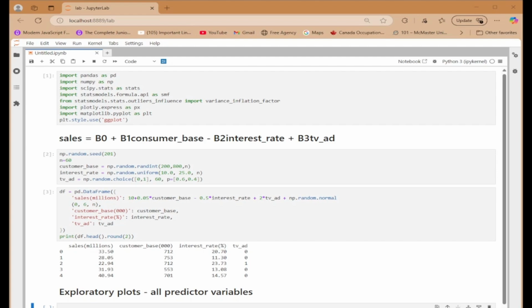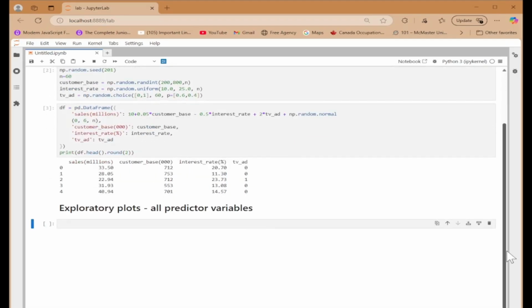Okay, customer base 200,000, interest rate and TV ad. Interest rate ranges from 10% to 25%. Okay, so with that data, I have 5 columns here, including the index, where I have sales, customer base, interest rate, and TV ad as a dummy variable.